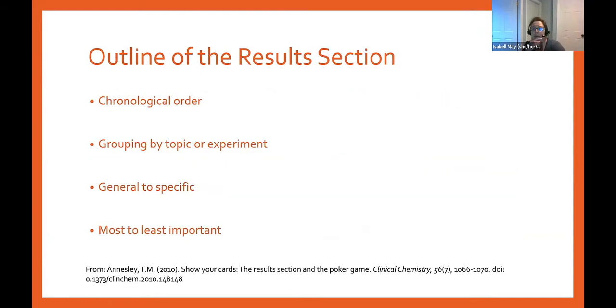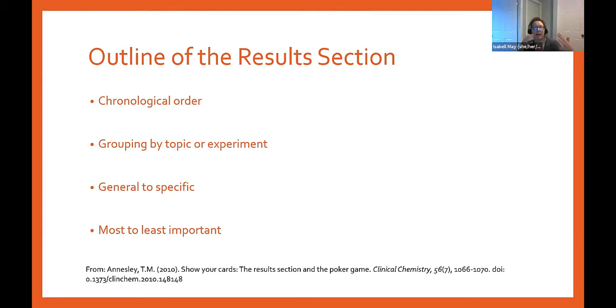So let me talk a little bit about outlining your results section, because that's an important step. Okay, so you have all these results, how do you organize them? One of my favorite guides for anything around scientific writing or research writing is this series by Thomas Ansley in Clinical Chemistry. They're short, like two to three pages long. This one is called Show Your Cards: The Results Section in the Poker Game. He always has funny titles, good for him. I can never come up with this stuff.